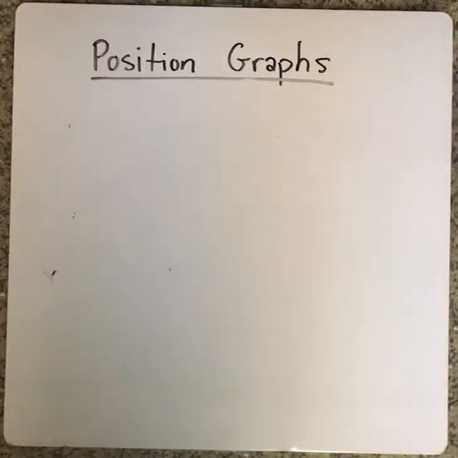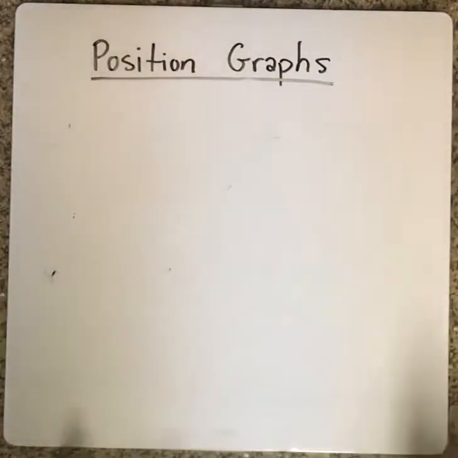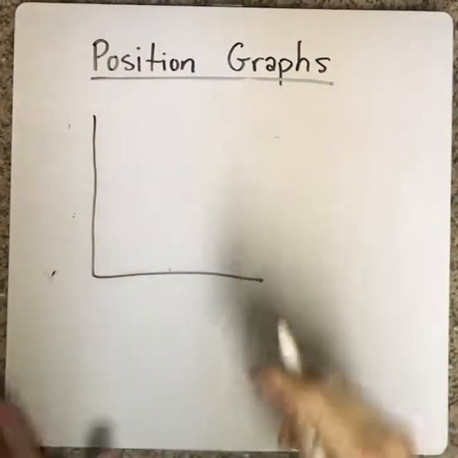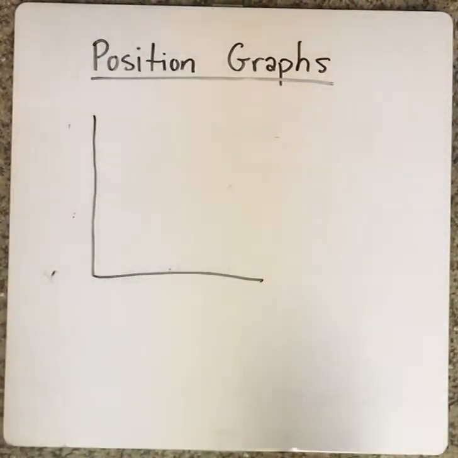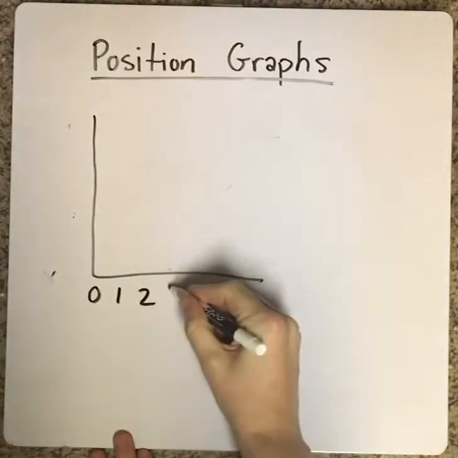The last thing we need to look at with position graphs is how to actually do math or numeric calculations by looking at a position graph. So let's draw an example. In order to do math, we're going to need actual numbers. So let me write some numbers along the side here.